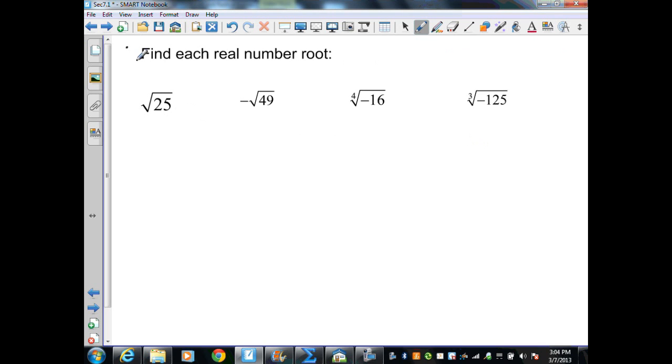On this example, I want to find each real number root. Here I have the square root of 25. The real root of the square root of 25 is 5. Next, a negative square root of 49. The real number root of the square root of 49 is 7, and I bring down the negative, negative 7. Here I have an even index with a negative radicand, therefore I have no real root.